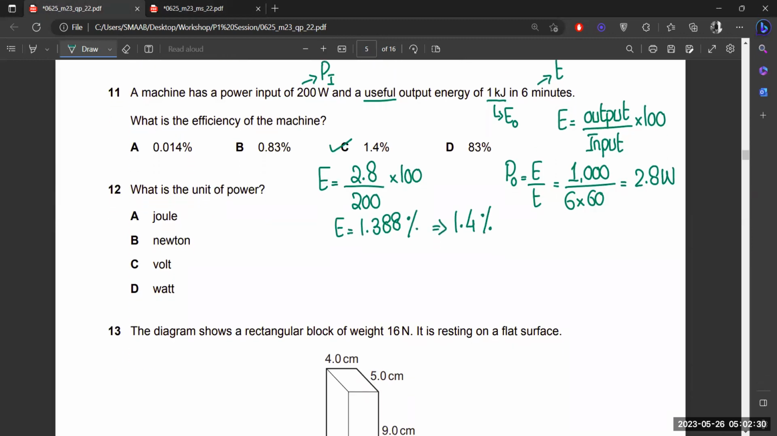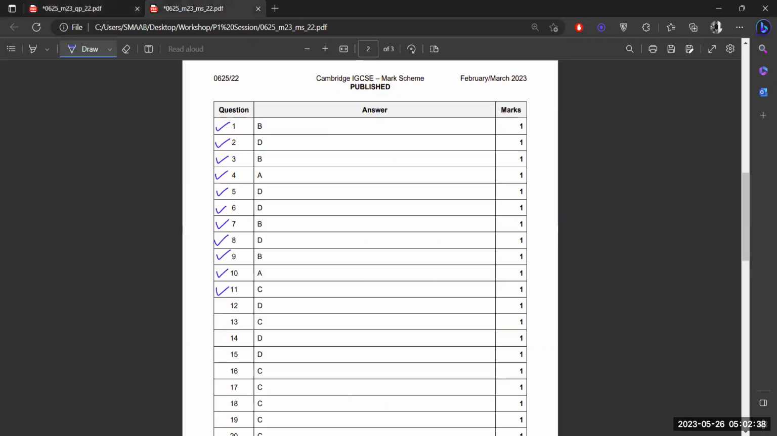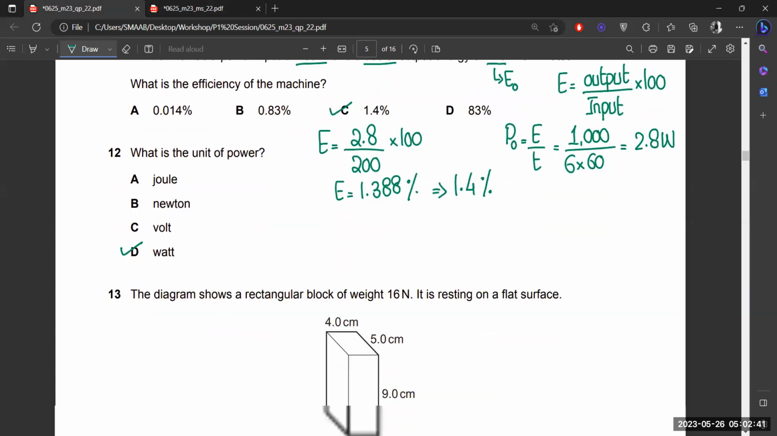Okay, question number 12 is very simple. What is the unit of power? That is already mentioned in question number 11. That is watt. No confusion. Free mark.